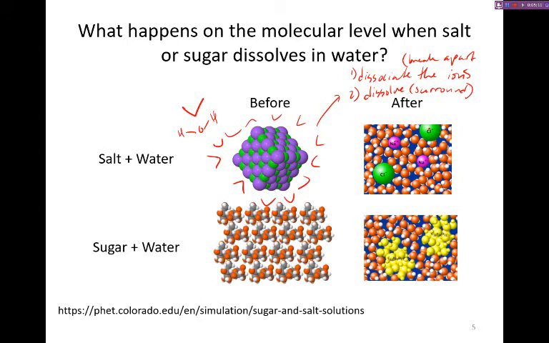If you look at sugar and water, you're going to have these sugar molecules, and they don't dissociate. Sugar molecules stay together.